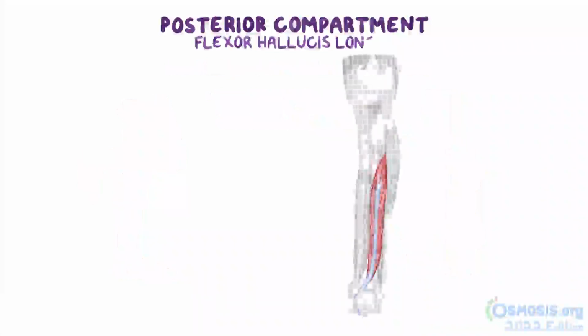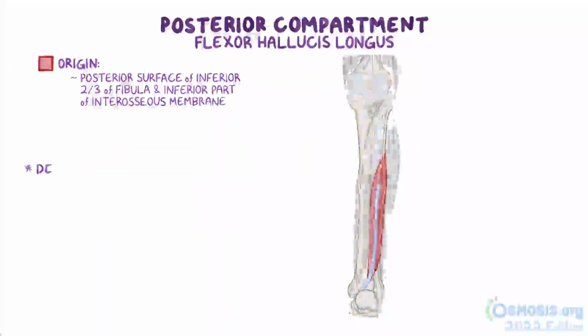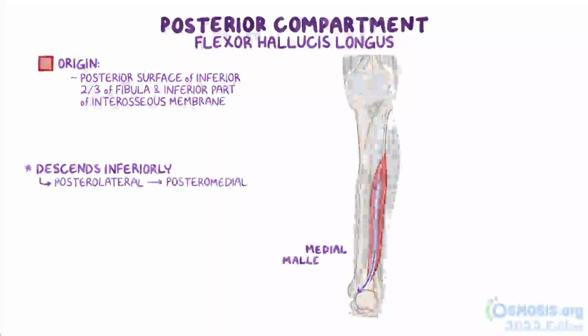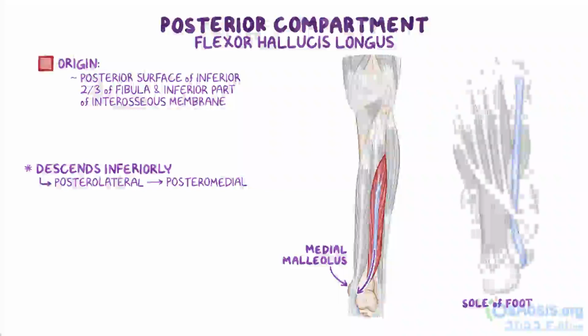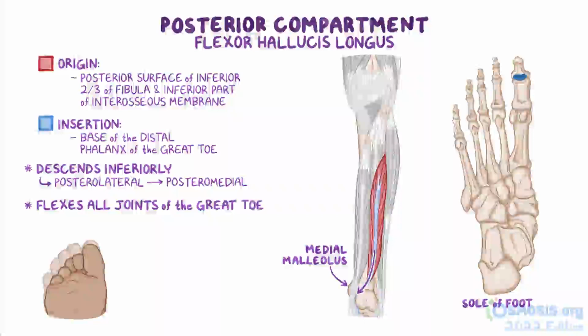Next, flexor hallucis longus originates from the posterior surface of the inferior two-thirds of the fibula and inferior part of the interosseous membrane, descends inferiorly from the posterolateral to the posteromedial side of the leg, and passes posterior to the medial malleolus towards the sole of the foot. Ultimately, it inserts at the base of the distal phalanx of the great toe. The flexor hallucis longus muscle flexes all of the joints of the great toe in addition to weak plantar flexion of the ankle.